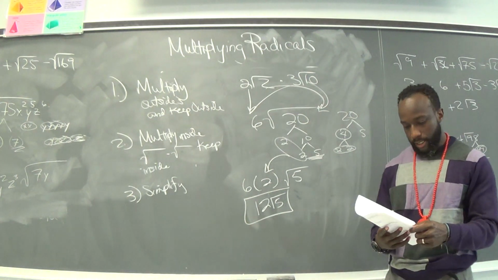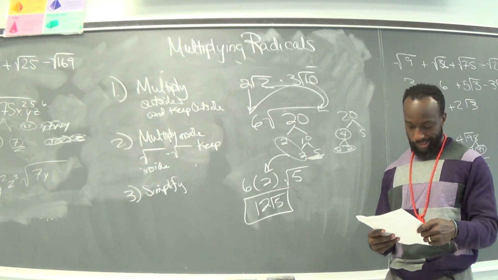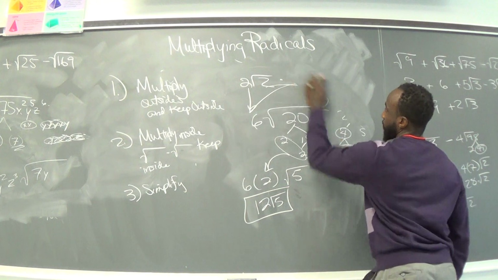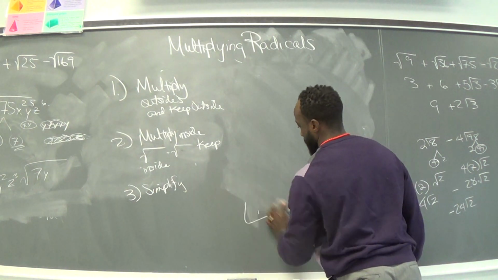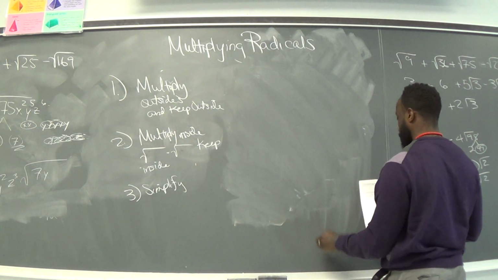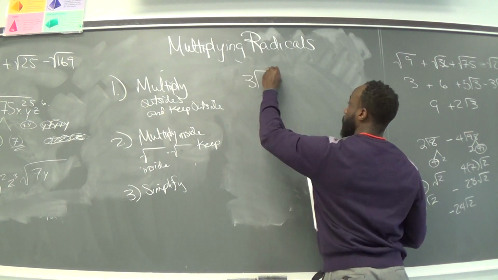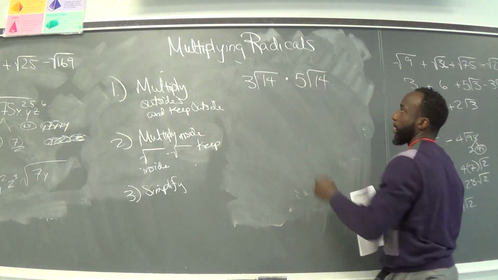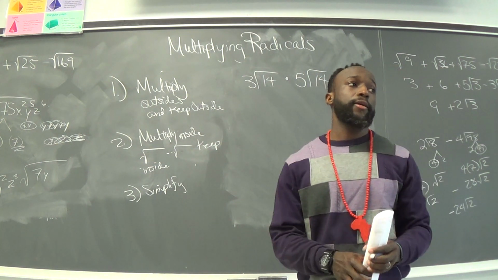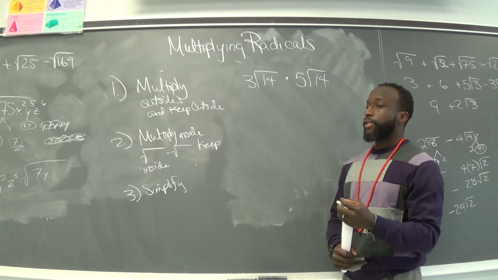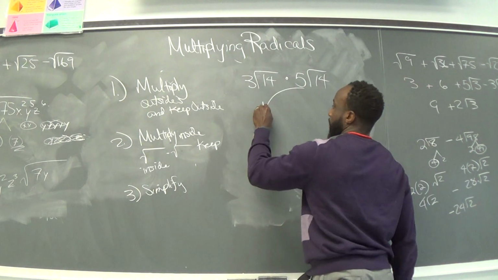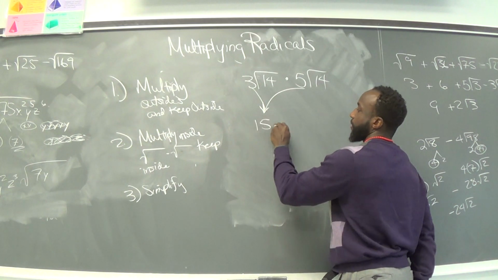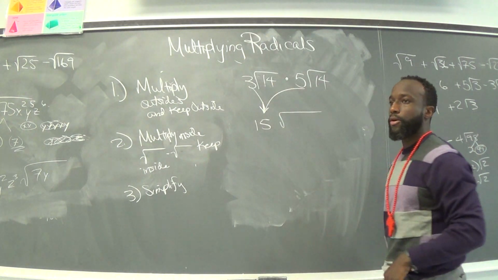Okay? Let's look at this last example here. Okay? So you got 3 root 14 times 5 root 14. Remember that rule from earlier, right? First thing you want to do is multiply the outside. So that's going to be 3 times 5, which is? 15. Then you got the square root of 14 times the square root of 14.